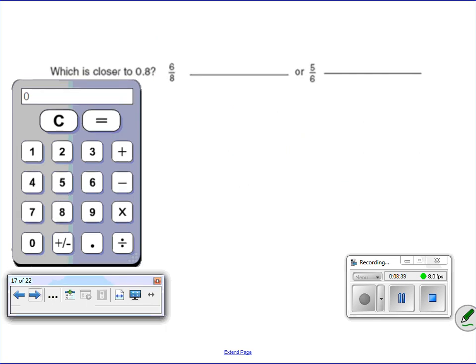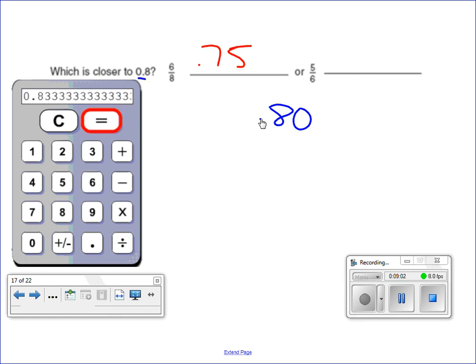Let's do another one of these. We have 0.8. Which one's closer to 0.8? Well, I'm going to write this as 0.80, right? That's what this would look like. So I have to find out 6/8 as a decimal. 6 divided by 8 equals 0.75. 5 divided by 6 equals 0.83.